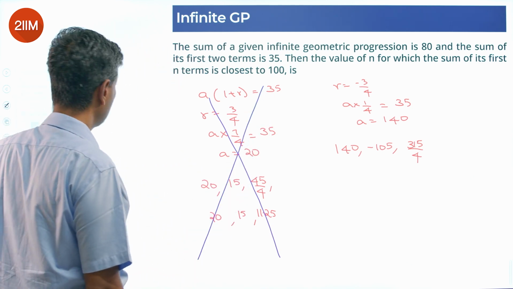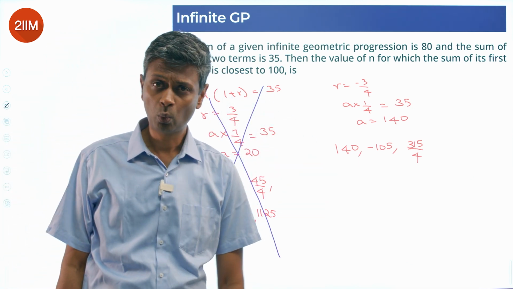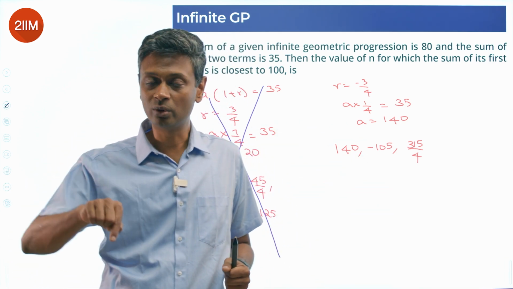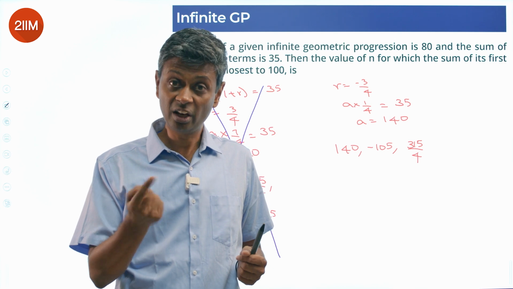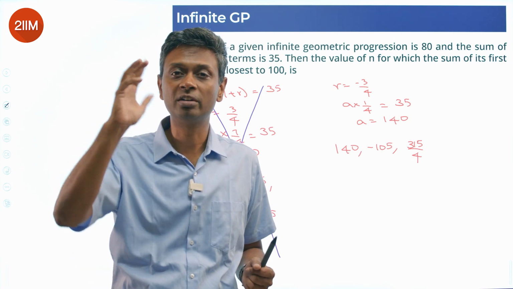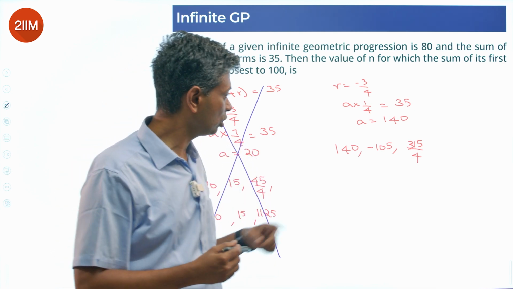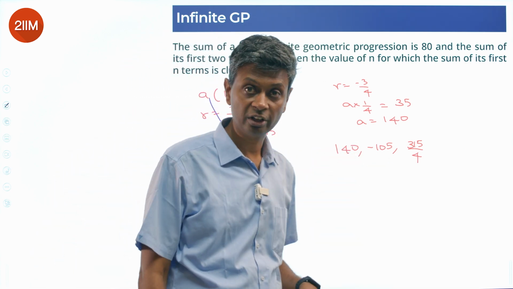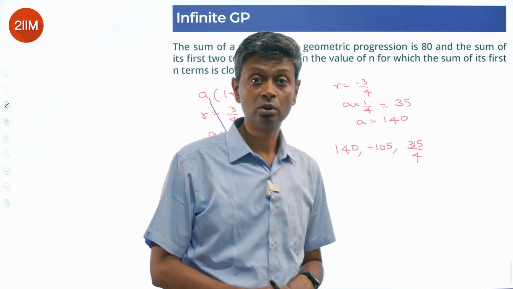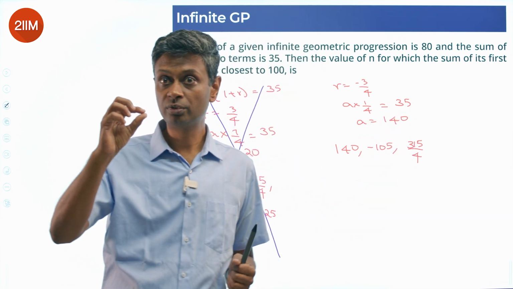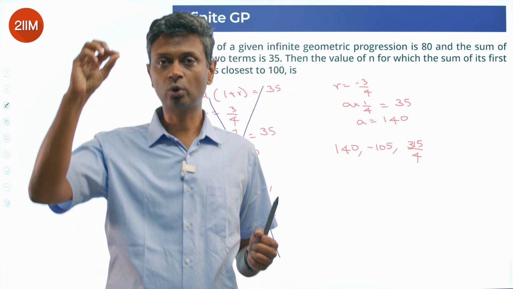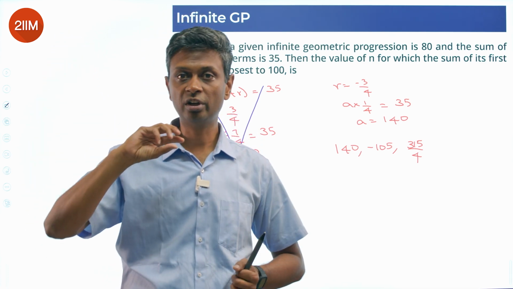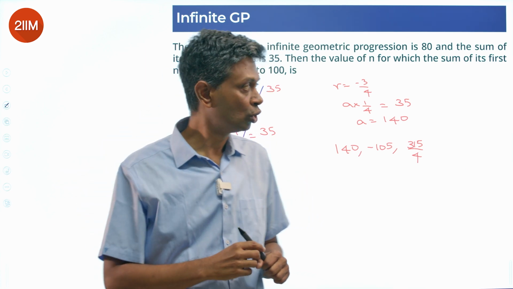There may be on the other scenario. Why so? Infinite terms add up to 80, but there could be a scenario where something in between adds up to 100. Because my one-term total is 140, two-term total is 35, three-term total will be higher, four-term total will be lower, with the fifth term my total will increase, the sixth term it will decrease, the seventh term it will increase, the eighth term it will decrease. So I am alternating between plus and minus.